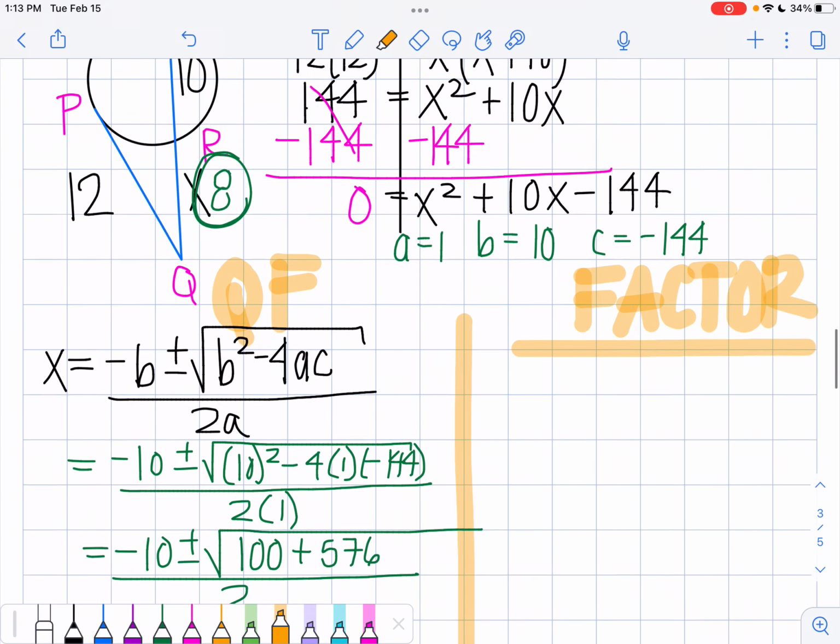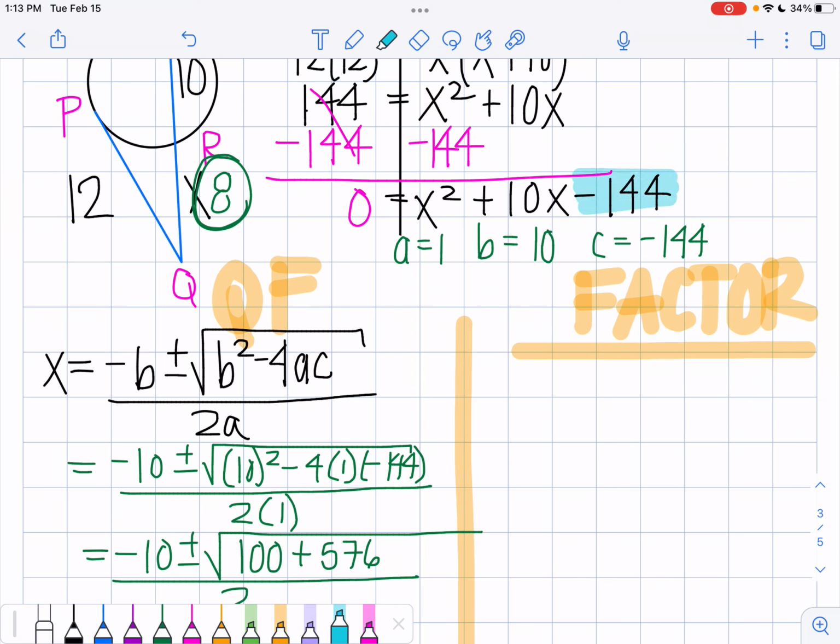When we're factoring, I want to know what two numbers multiply to negative 144 and add to 10. So I'm going to write out my factors of 144. Because I want negative 144, one of my numbers has to be positive and one of them has to be negative. So I'm going to start with my easy ones. 1 times 144, where one of them is positive and one is negative. I have to take both into consideration each time. Every time I have a pair of numbers, it's actually going to give me two pairs, because each one has to be positive and negative.